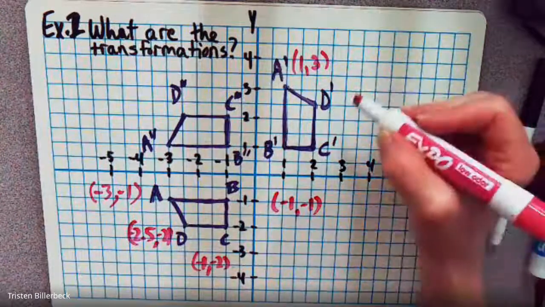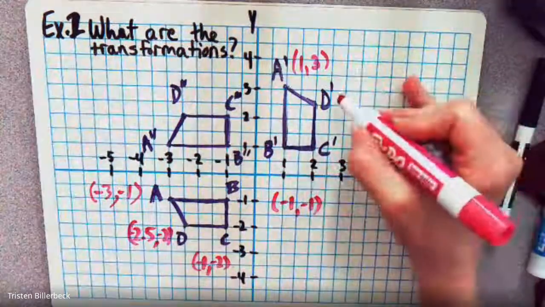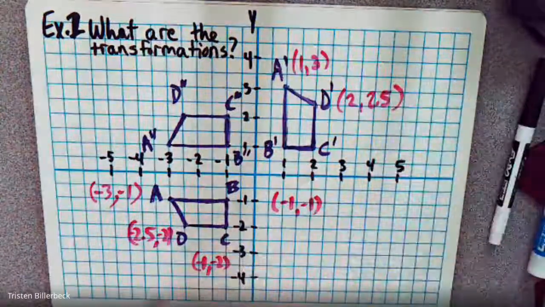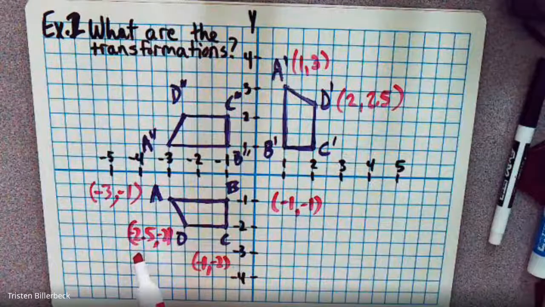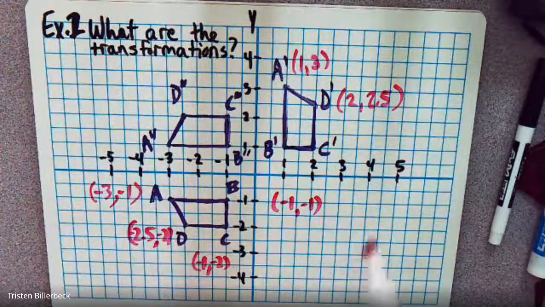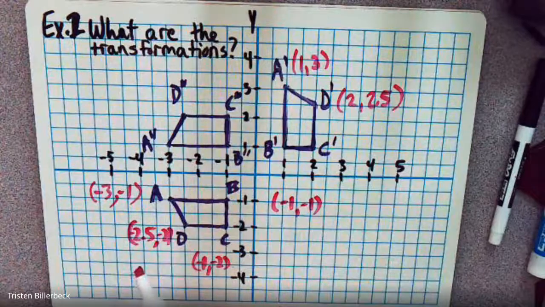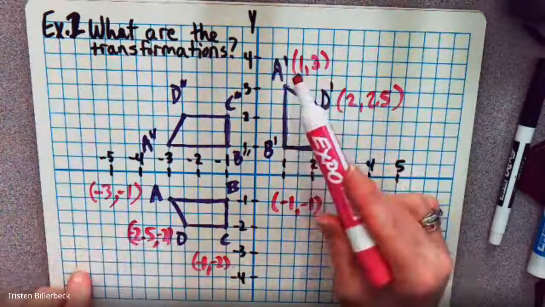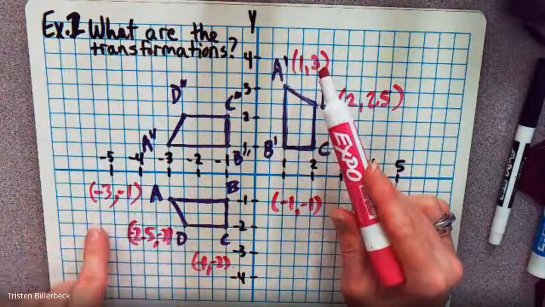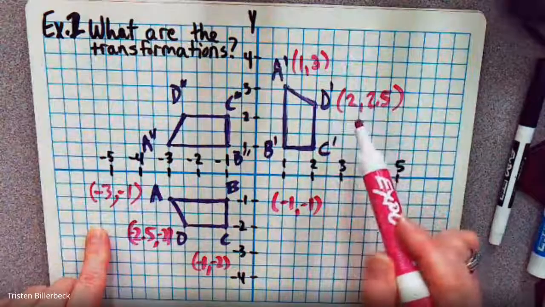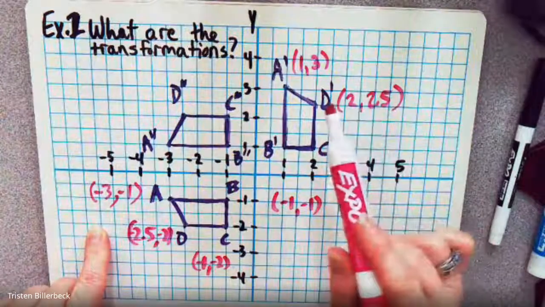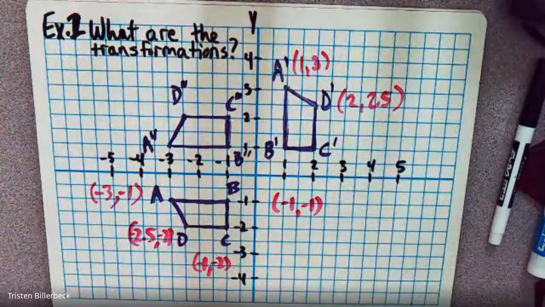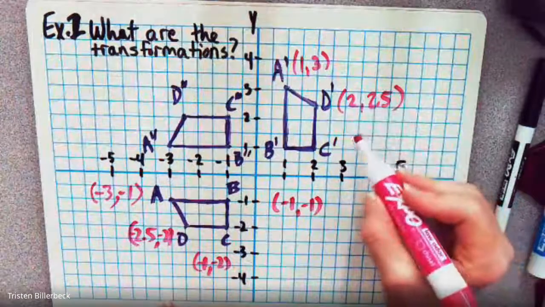Okay, then D. So D is at 2, 2.5. So this should be a negative 2 and 2.5. Okay, so that's at 1, 3, 3, and that's at -3, 1. So they're swapped and made, okay, so they swapped and made negative. Okay, let's try this one.